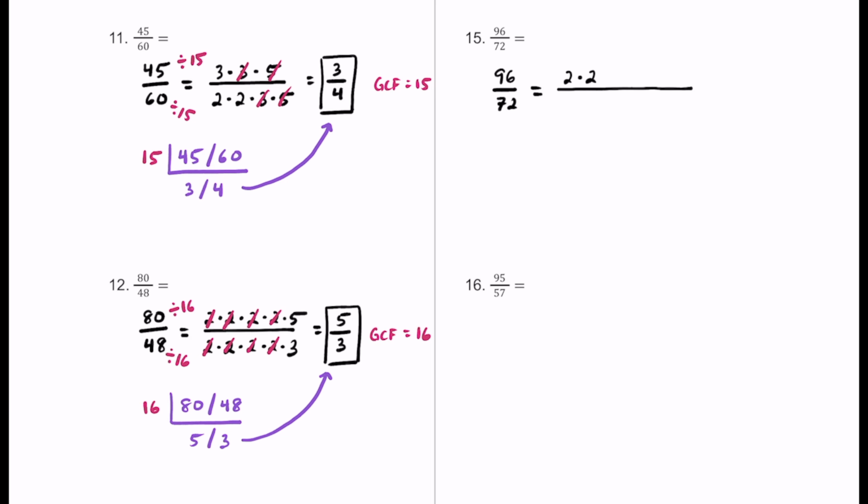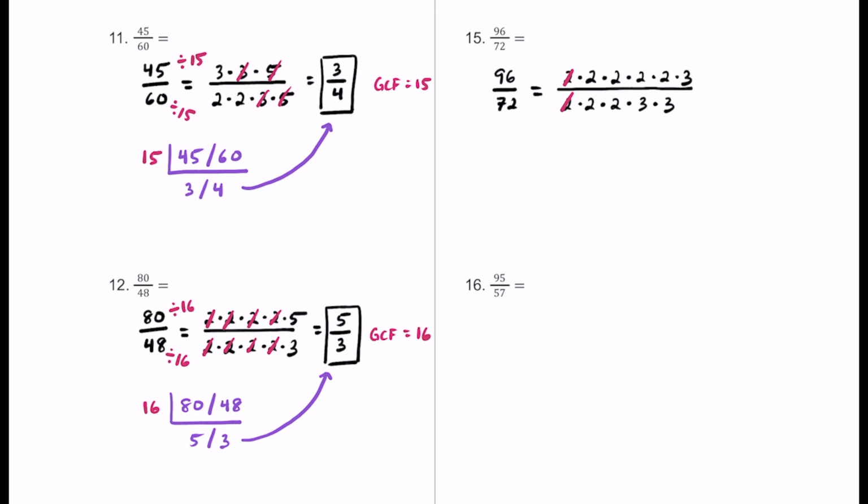48 would be 2 times 24. 24 would be 2 times 12. 12 would be 2 times 6, and then 6 would be 2 times 3. So this right here would be the prime factorization for 96. And then for 72, that's 2 times 36, which is then going to be, 36 is going to be 2 times 18. 18 is going to be 2 times 9, and 9 is going to be 3 times 3. So that's the prime factorization for 72.